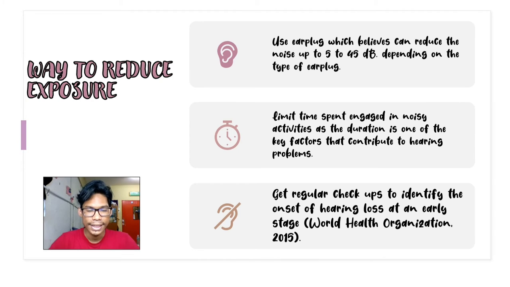This is the way to reduce the exposure. First, we need to use earplugs, which can reduce the noise by 5 to 45 decibels depending on the type of earplug. Second, we can limit the time that we spend engaging in noisy activities, as the duration of exposure is one of the key factors that contribute to hearing problems. And finally, we can get a regular checkup to identify the onset of hearing loss at an early stage.